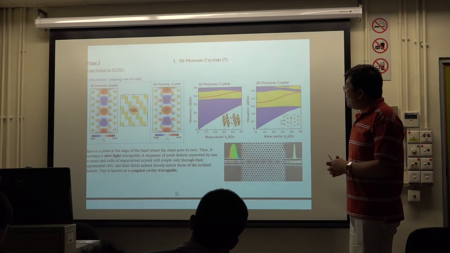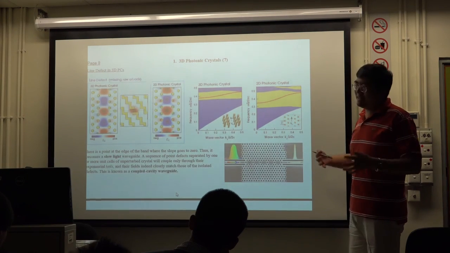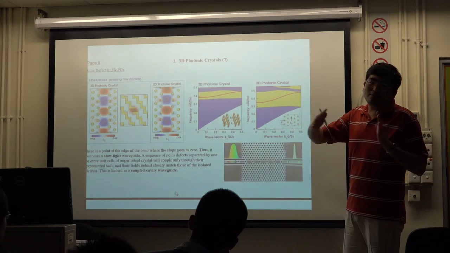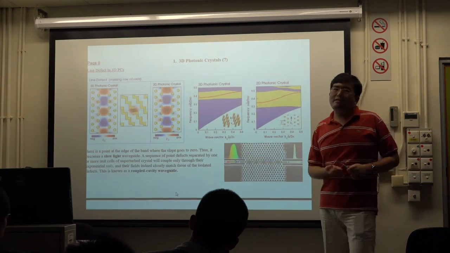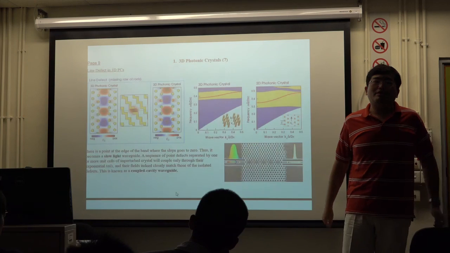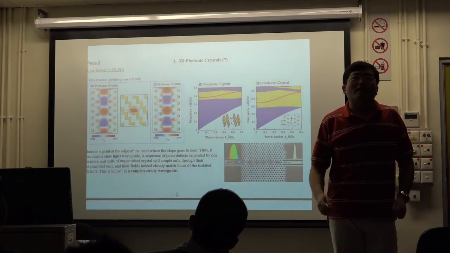When you have a slow wave, you can have a lot of applications. You can do some delay line. You can compress the pulse. You can do some dispersion management. It's a slow wave.